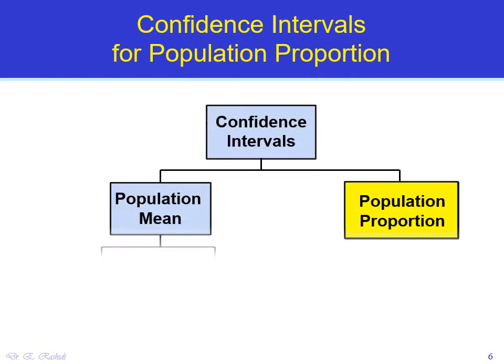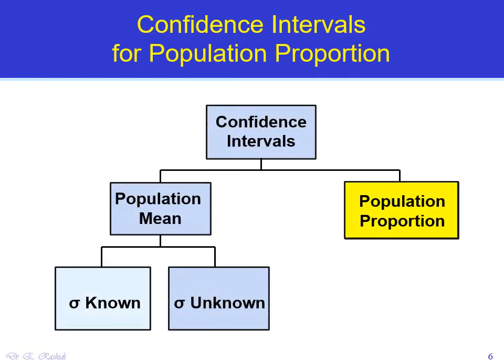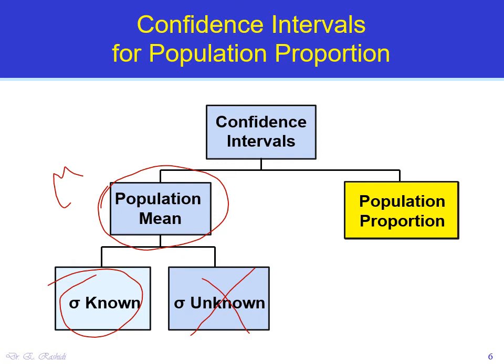We already talked about confidence interval, how to build it for population average, mu, when sigma is known. We don't talk about this for now. So now we want to talk about building a confidence interval estimation for population proportion P. Let's again review the concept of point estimate and interval estimate.